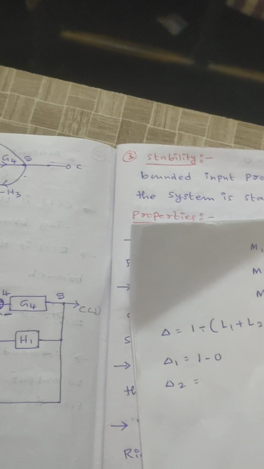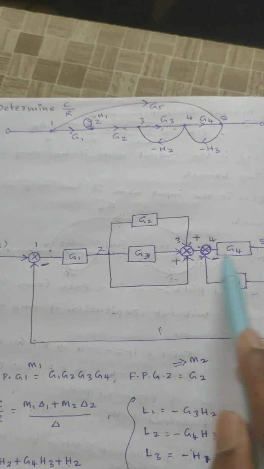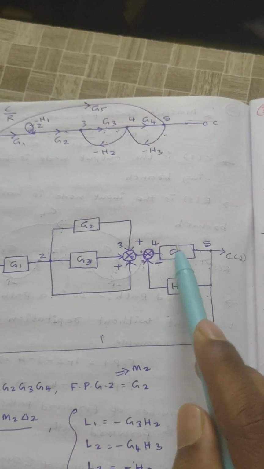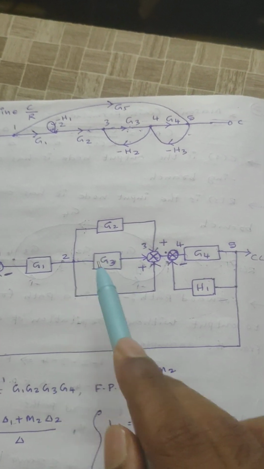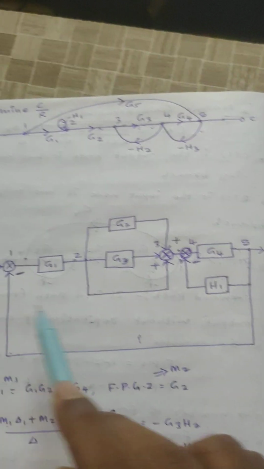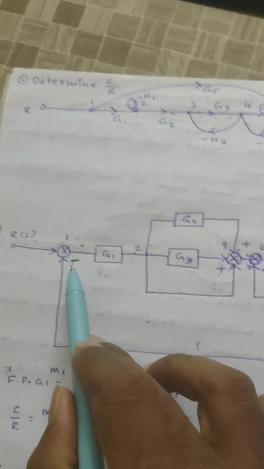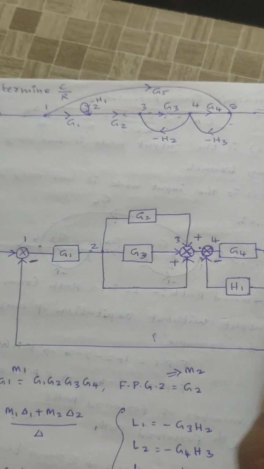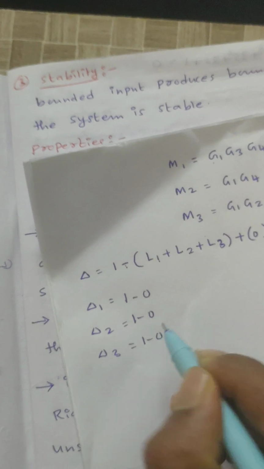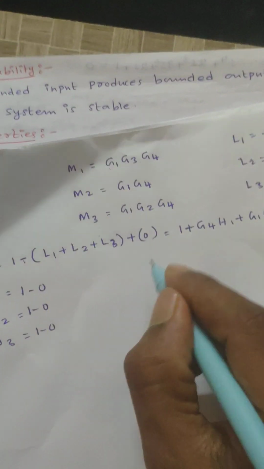Similarly, delta 2, that is G1 G4, right? This G1 to G4 is touching the first loop as well as the second loop and the third loop, right? That means delta 2 value is also 0. Similarly for delta 3, the third forward path also has every loop touching it. That means delta 1, delta 2 and delta 3 values are all 1, right?